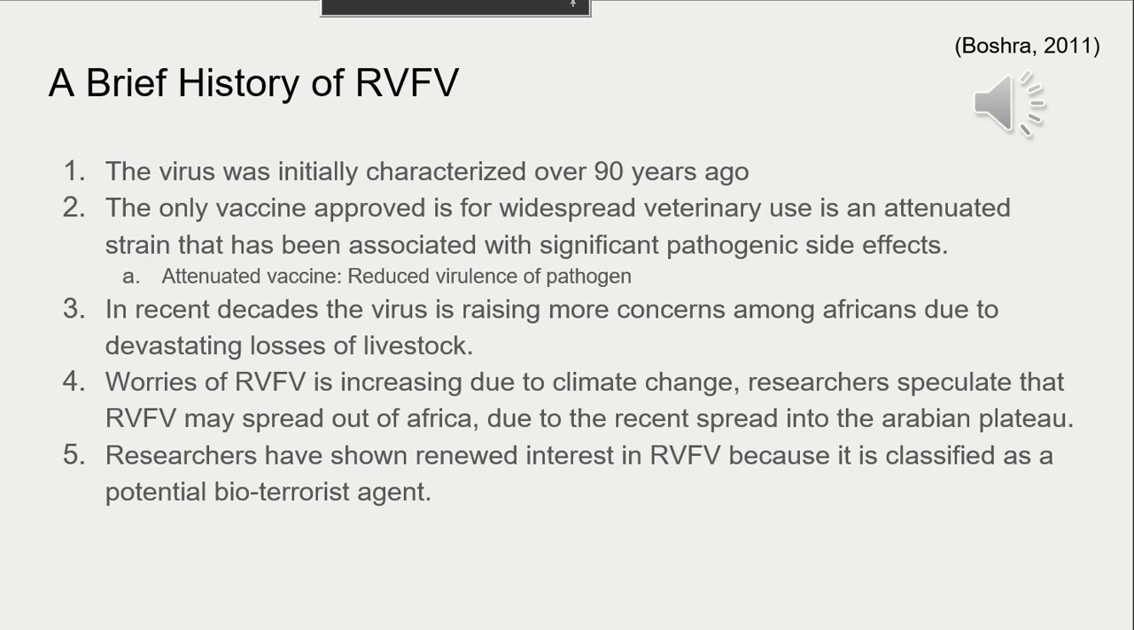So to start, a brief history of Rift Valley fever virus. The virus was initially characterized over 90 years ago. The only vaccine approved is for widespread veterinary use and is an attenuated strain that has been associated with significant pathogenic side effects. We talked about the attenuated strain, reducing virulence of the pathogen.